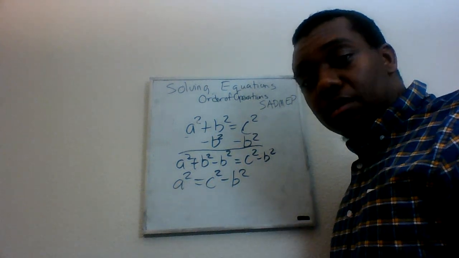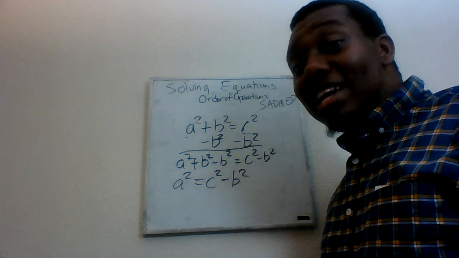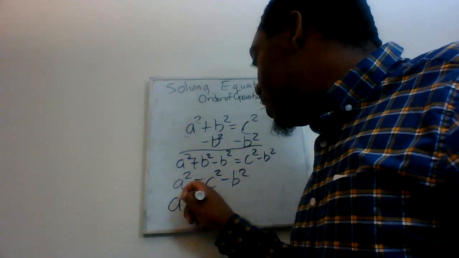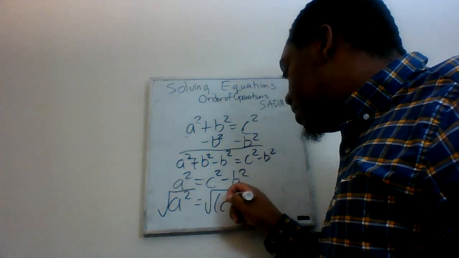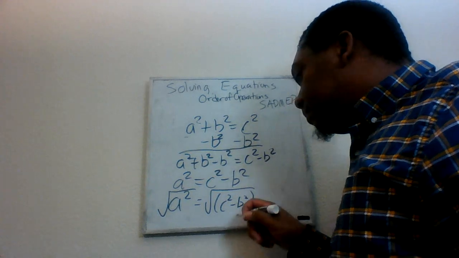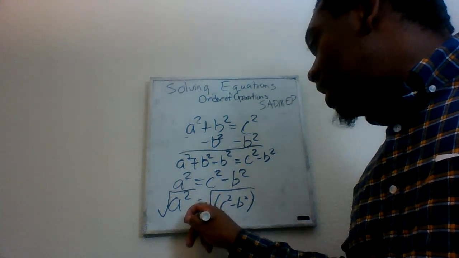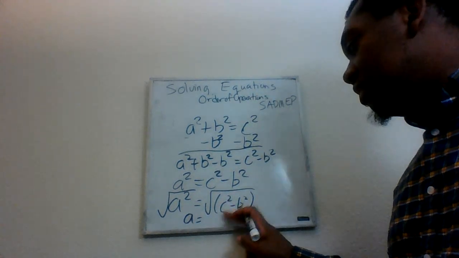What else do we get? That's right, square. You know how to square squares? Yes, we do. So we'll get the square root of a squared will equal the square root of c squared minus b squared. That's right. So we know a equals the square root of c squared minus b squared.